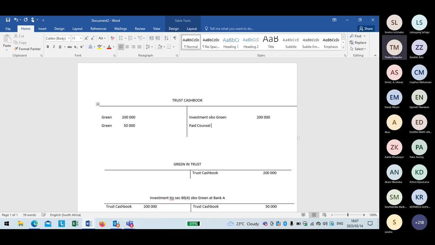Paid counsel, 30,000. You are taking money out of the trust account, so you will credit the trust cash book. Is it 30,000 or is it 50,000? It's 30,000. Go back to number two. What does it say?